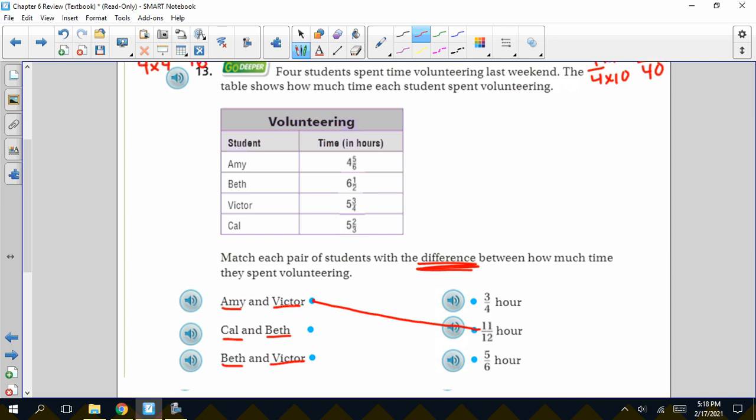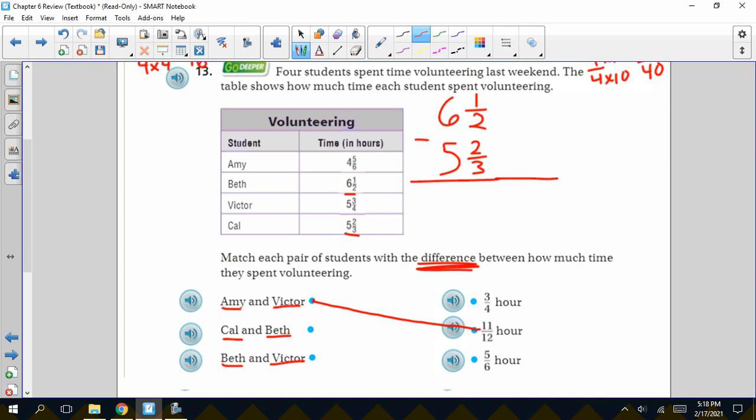And we really only need to work the next one because if it works out, then we know what the last one is. Cal and Beth. Cal is 5 2/3. Beth is 6 1/2. So Beth goes on top. Cal's amount, 5 2/3, goes on the bottom. And then we subtract.